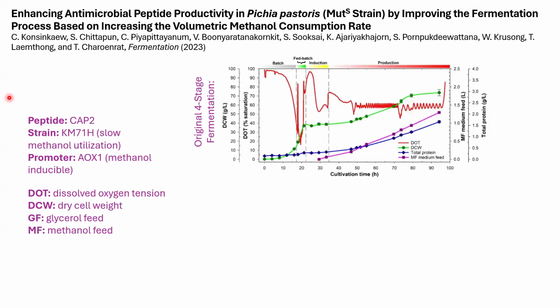This first figure shows the profiles for the original 4-stage fermentation. The goal of this study was to optimize this existing method to increase the production of the peptide CAP2. And so this original method had 4 stages: the batch, the fed batch, in which glycerol is fed to allow for cell growth, the induction phase, where the glycerol feed is replaced by a methanol feed to induce protein expression, and the production phase, where methanol continues to be fed as protein is produced.